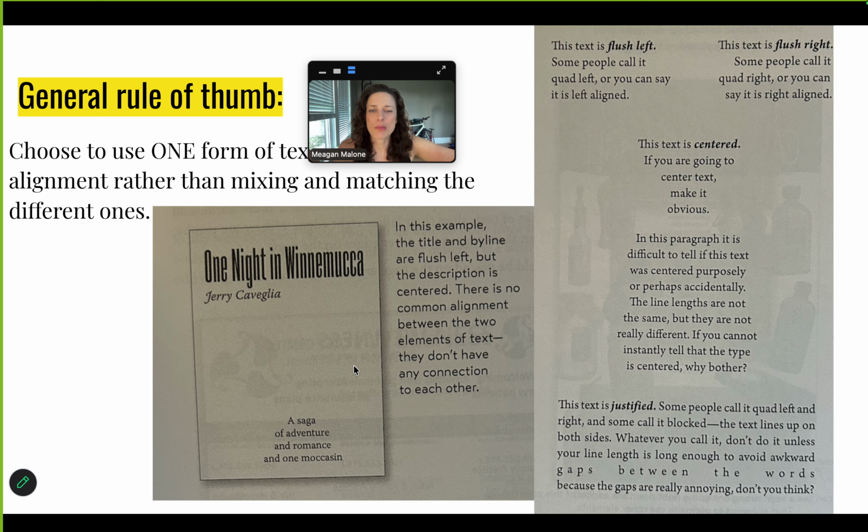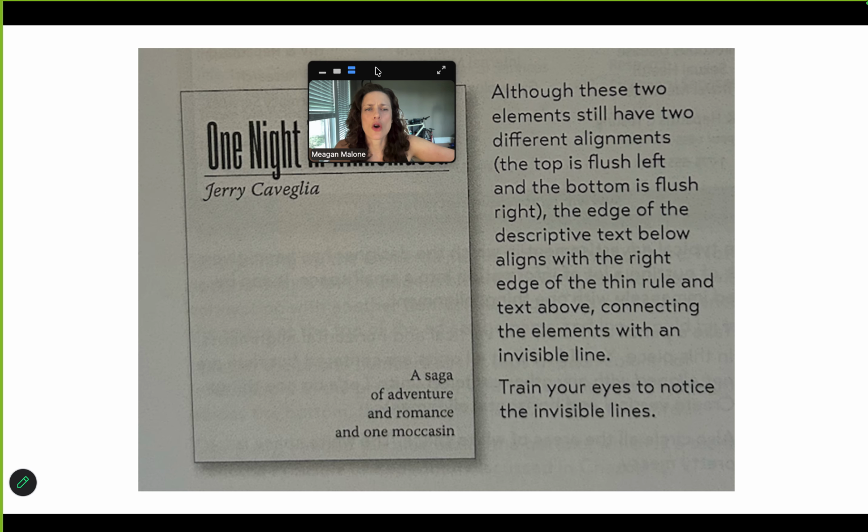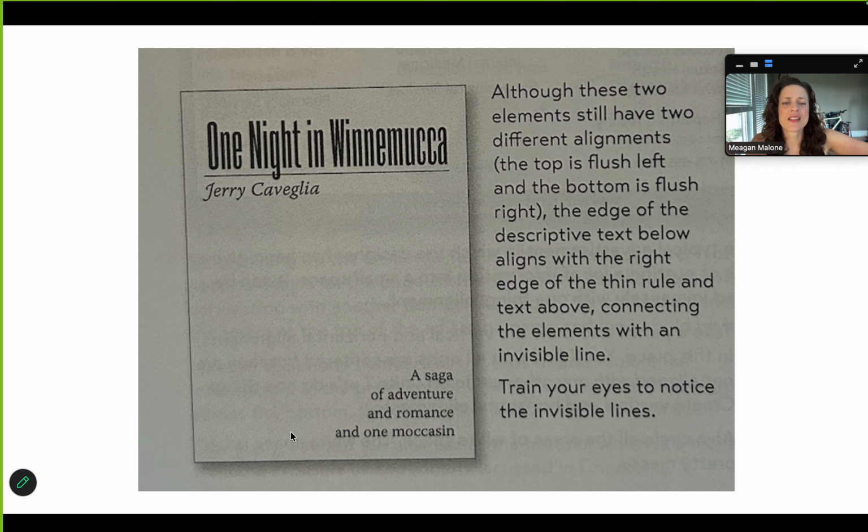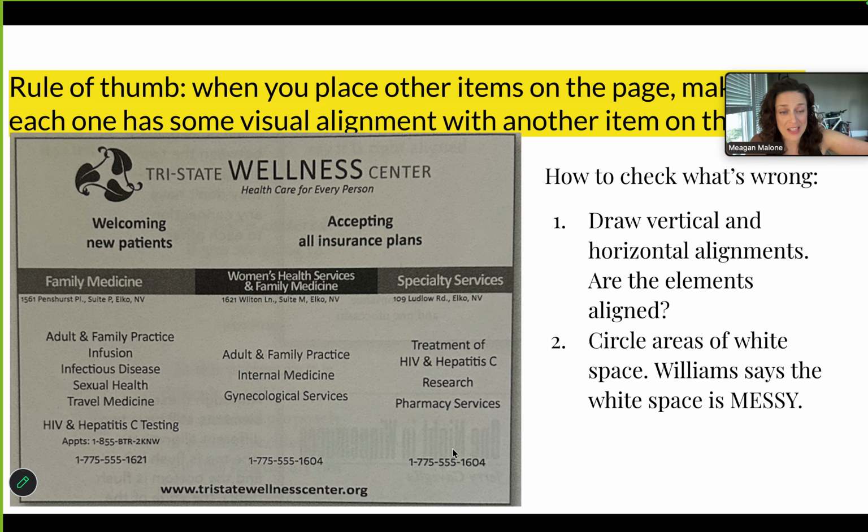And so here's an example of one where, okay, it's flush left over here, but then suddenly it's centered down below. And the question is, why, right? What is the strength of that? And so she says, okay, this one is a little bit different. This one's flush left and this one is flush right, but at least we have some lines that connect it. So this line goes all the way over here, which can then pull down to that.